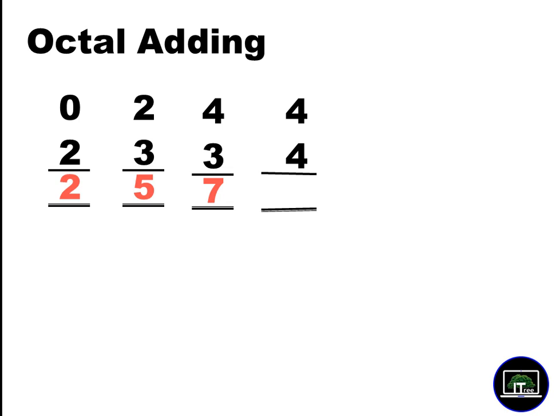How to write 8 now? 8 means 1 0. When you have 8, it should be written as 1 0. Look at this one now. 4 plus 6, what is it? It's 10. Can you write 10? No, you can't write 10. Then you have to convert that 10 into octal.